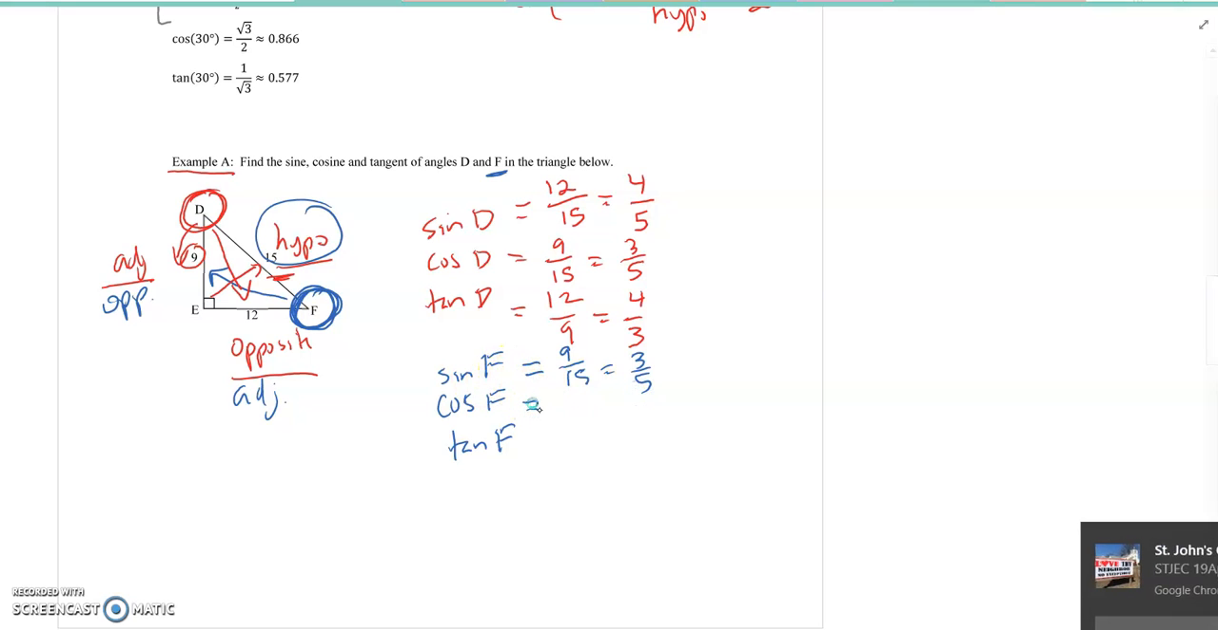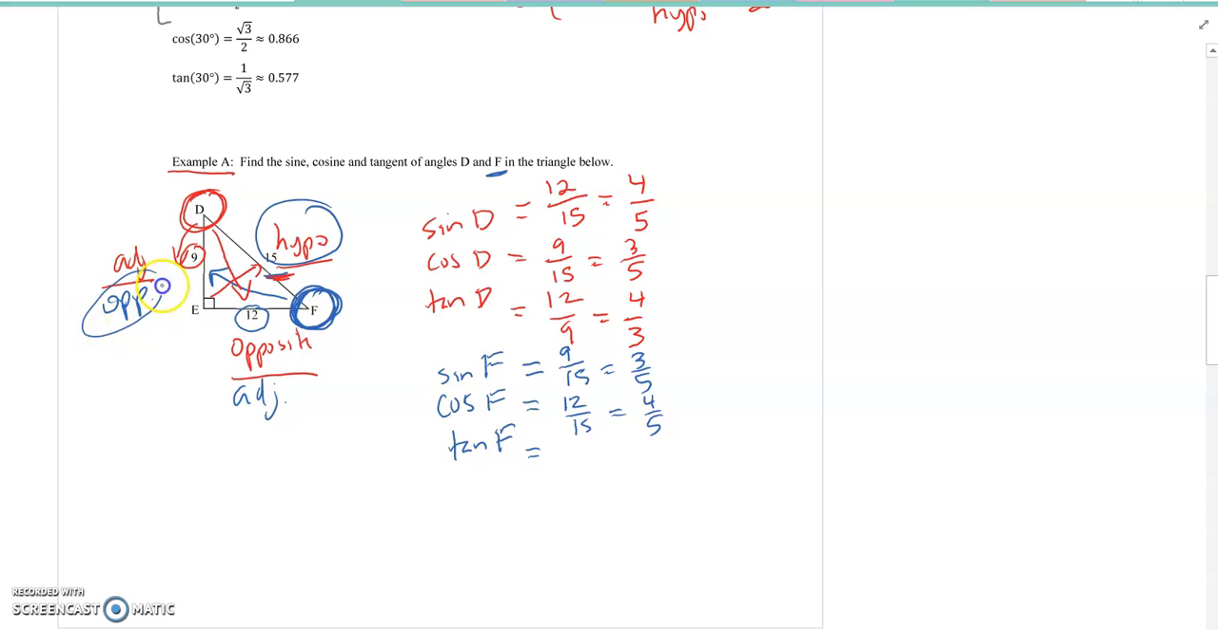The cosine of F is the adjacent, which is 12, divided by the hypotenuse. So 12 over 15, or 4/5. And the tangent of F is opposite, which is 9, over adjacent, which is 12. So 9 over 12, or 3/4. It all depends on what the angle is, and whatever the angle is determines what our opposite and adjacent is. The hypotenuse is always opposite the right angle, so that does not change in any right triangle.